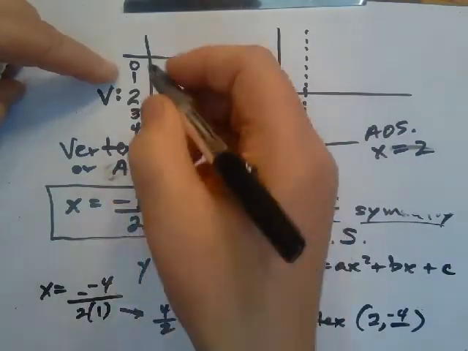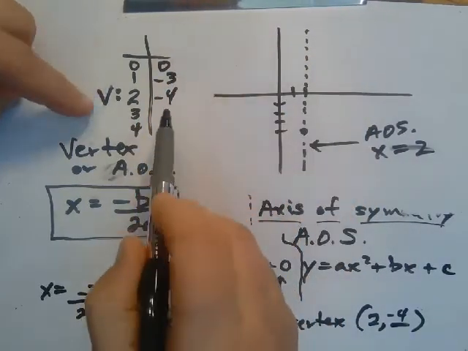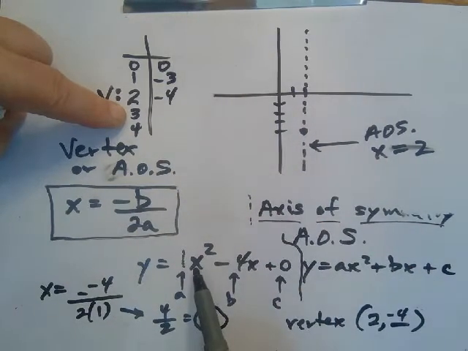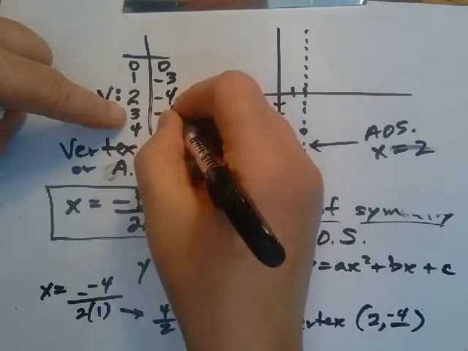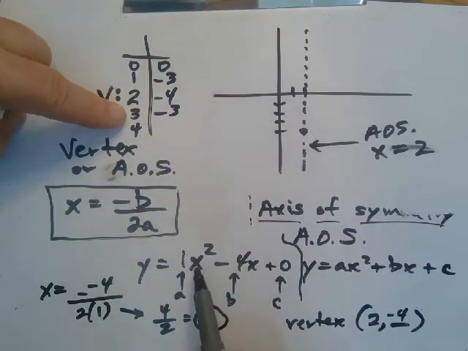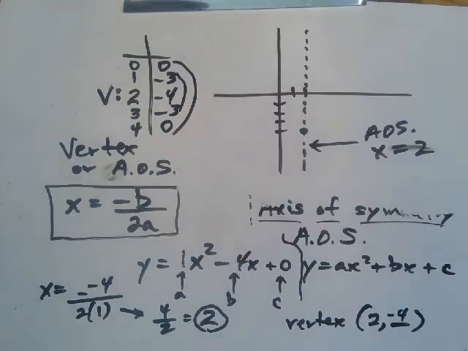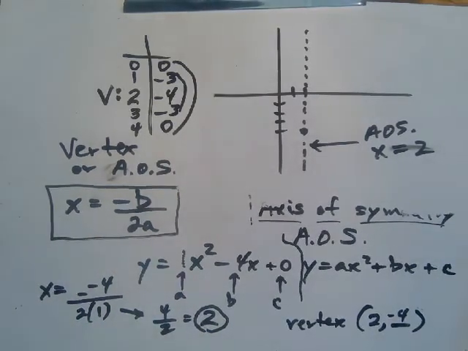So we know that if x is 0, y was 0, and if x is 1, y was negative 3. I know that this is probably symmetrical now, so put 3 in there. 3 squared is 9. 9 minus 3 times 4 is 12. 9 minus 12 is negative 3 again. Put 4 in there. 4 squared minus 4 times 4, 16 minus 16 is 0. So again, we've got symmetry. What's important here is that you've got to find the vertex and the axis of symmetry first. Let's do another one of those.